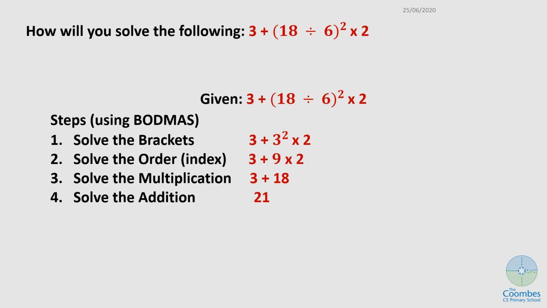This is the second problem. In fact, this is what was written earlier on in the third slide, I believe. So let's solve it. 3 plus brackets 18 divided by 6 squared times 2. Let me just rewrite it closer here so that we can talk about it. I know that I'm going to use these steps, the acronym BODMAS.